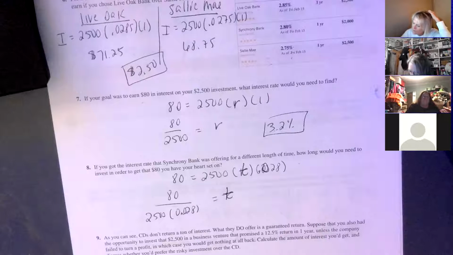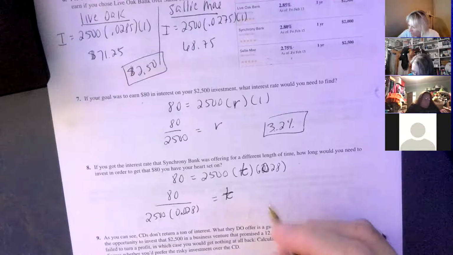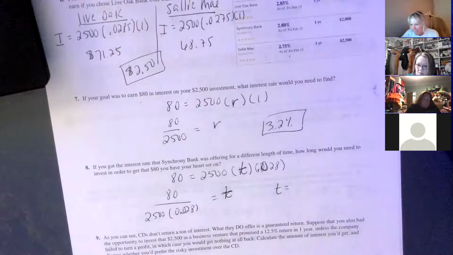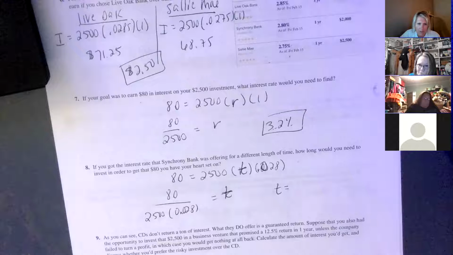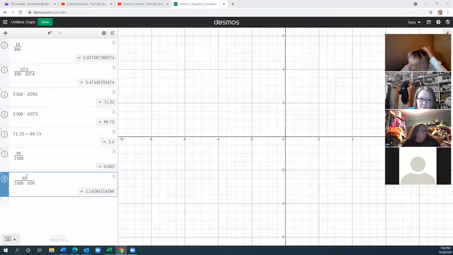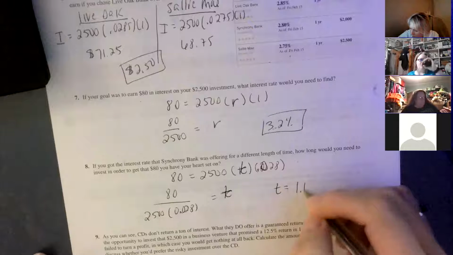So how long do we have to leave it sit there? A little over a year, 1.14 is what I had. I'm just gonna share. Here's my Desmos work. If everybody wants to know how to type it in their account, 80. So 1.14 years.